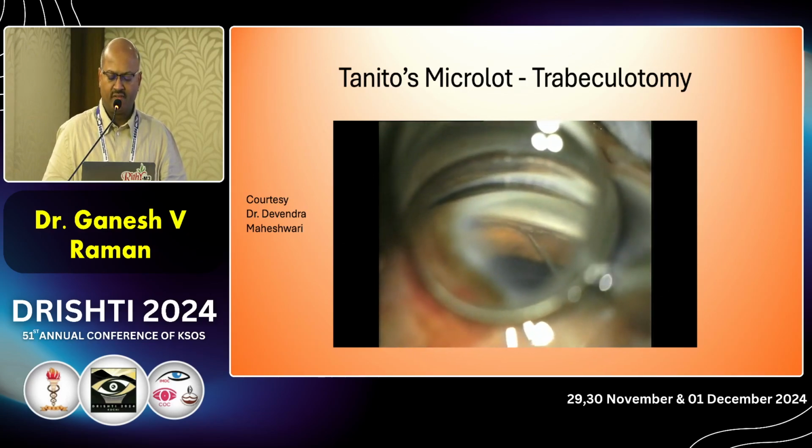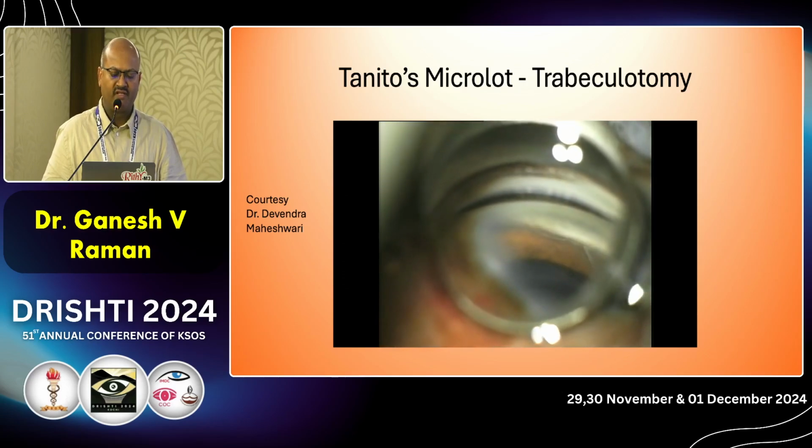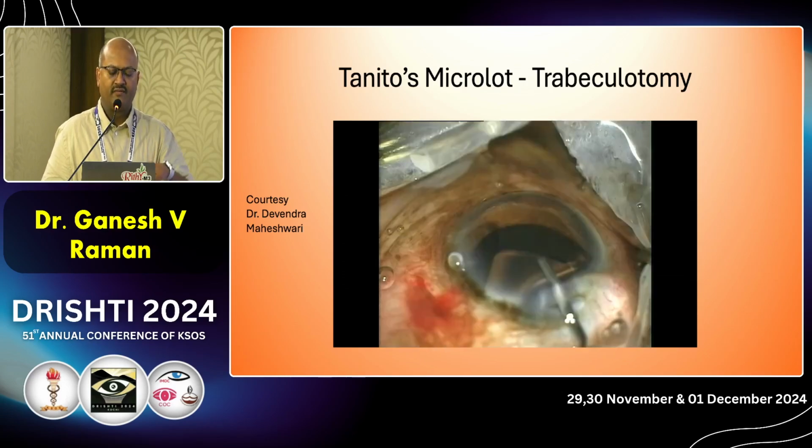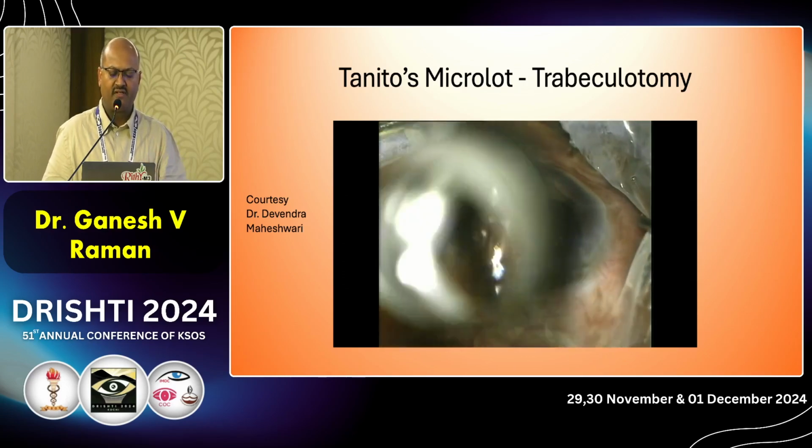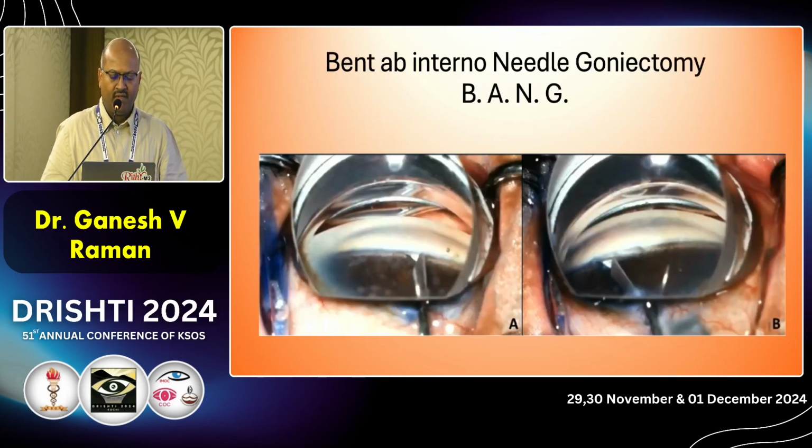The supranasal, infratemporal angle, supranasal approach. So you have to sit on the opposite side of the patient and then do the procedure. Bent ab interno goniectomy is another simple device. This is very commonly done, very inexpensive, and you just bend a 26 gauge needle or 24 gauge needle and then strip the nasal part of the trabecular meshwork.